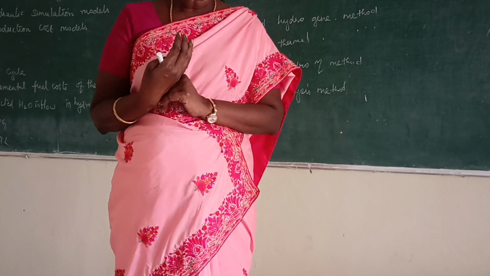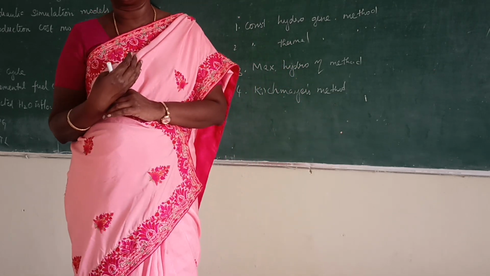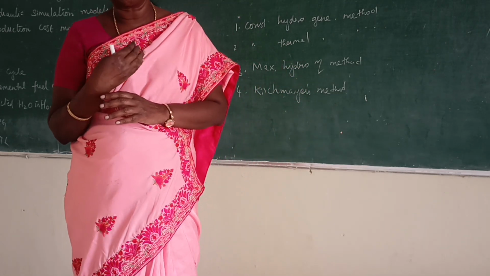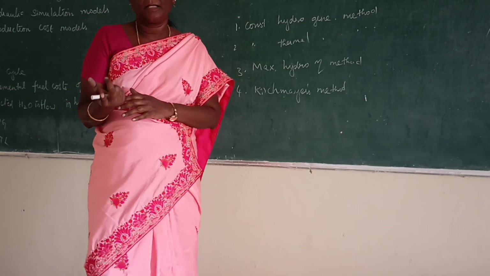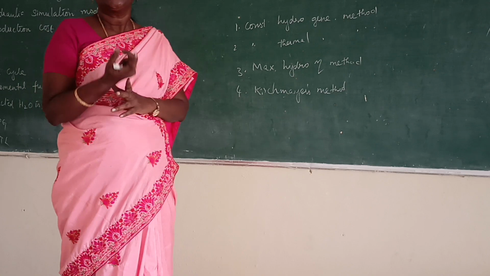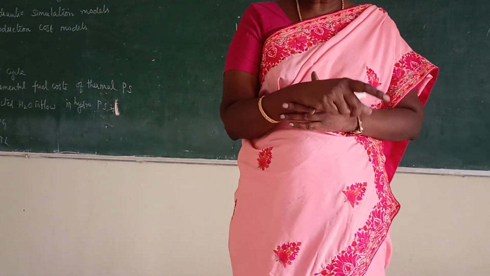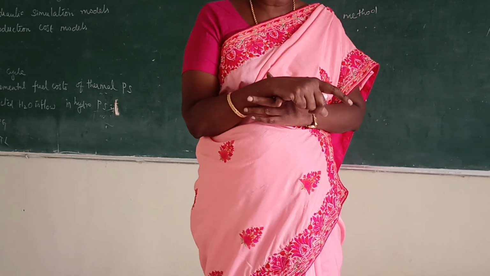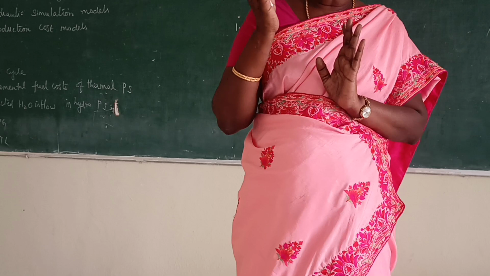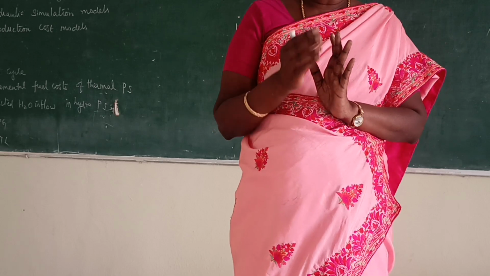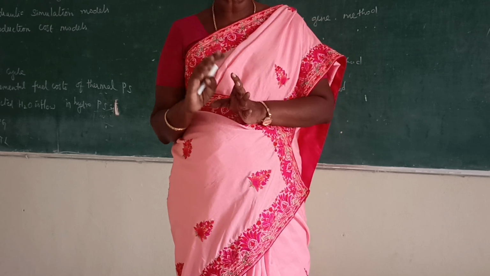For short-term, we consider the daily load cycle. That is, we generate power for a particular hour per day. That power is generated by the thermal power plant, and some is generated by the hydro power plant. The hydro power plant needs water, isn't it? The water is stored in the reservoir. So depending on the requirement, this hydro power plant generates the power.